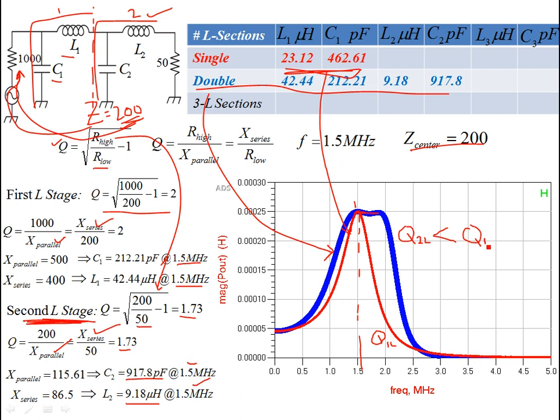Because the bandwidth of the match is much wider in the double L network, the Q is smaller. That's a thing to observe over here. And then again, you can see that at high frequency you don't have any power being transferred. Why?